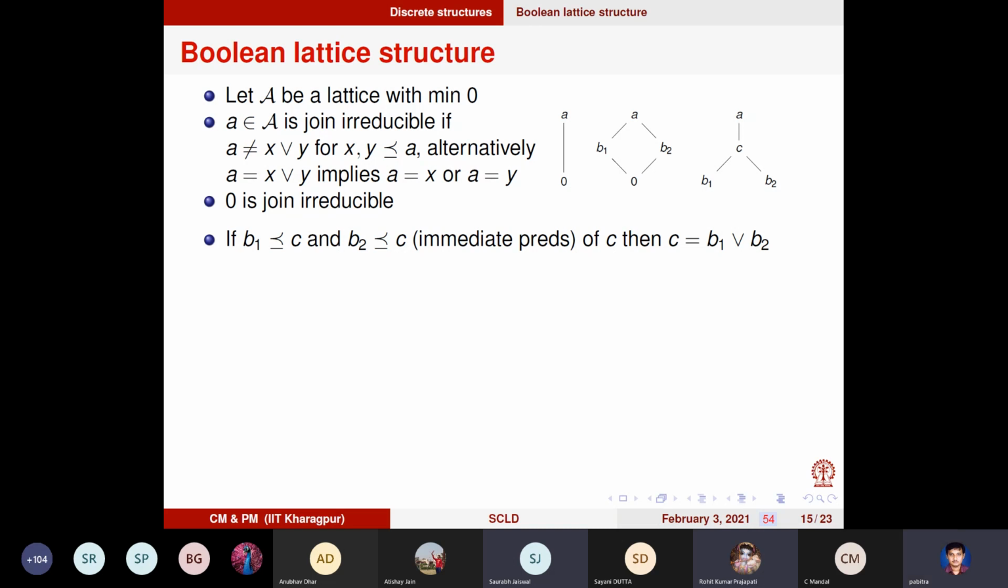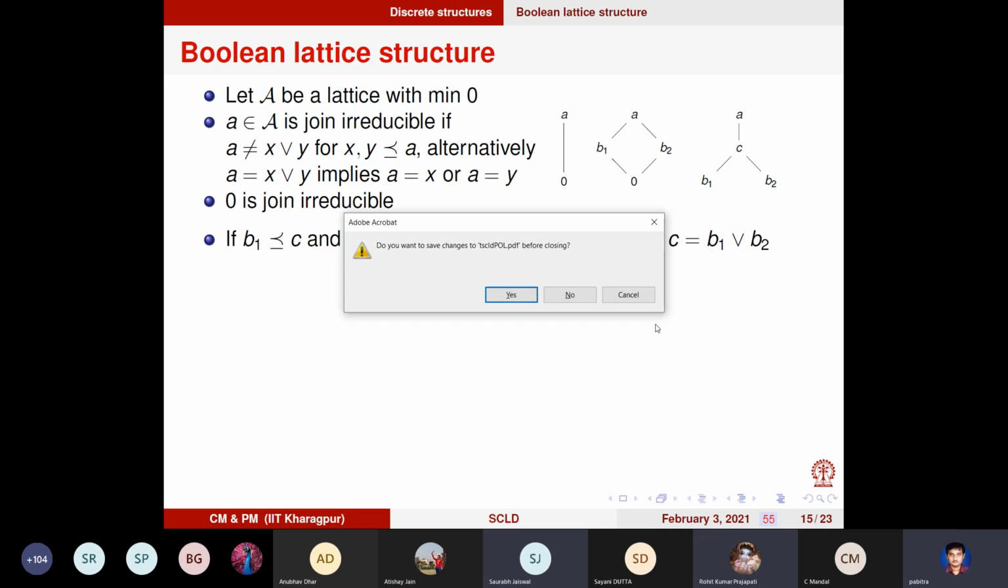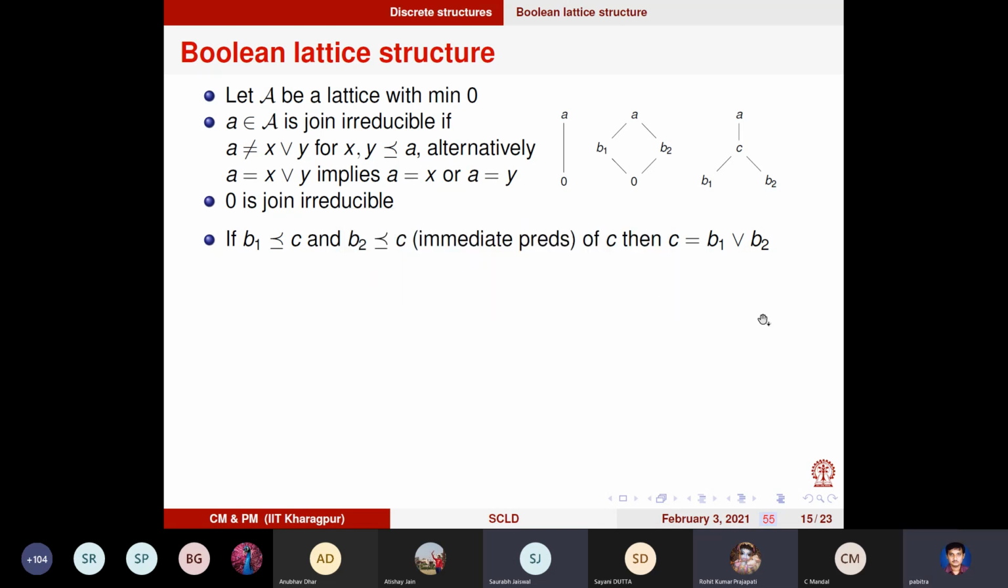So let's say x is b1, x is b2, y is b2. So 0, what are the join irreducible elements? Let's take them 1 by 1. Let's take 0. Is 0 join irreducible? What are the x and y's which are less than or equal to a, or less than or equal to 0? Anybody?